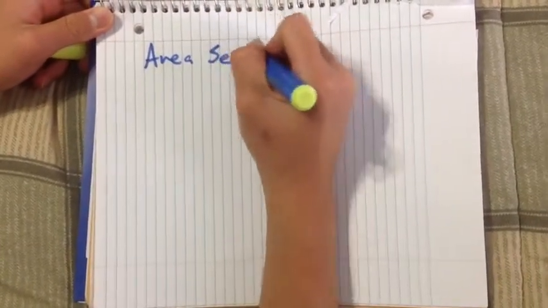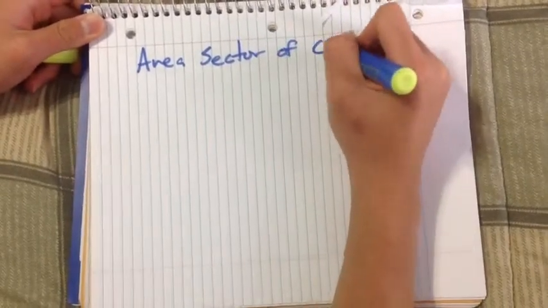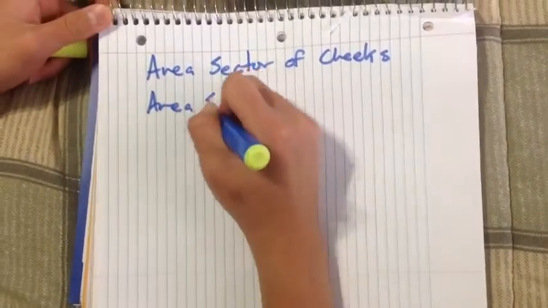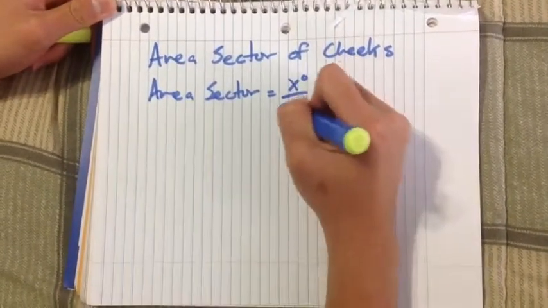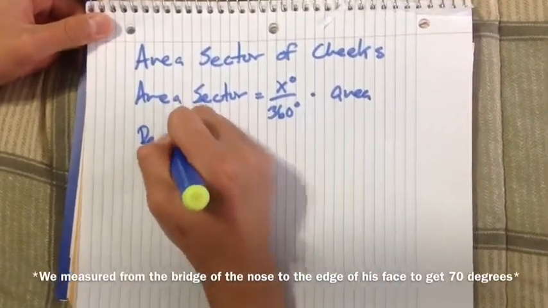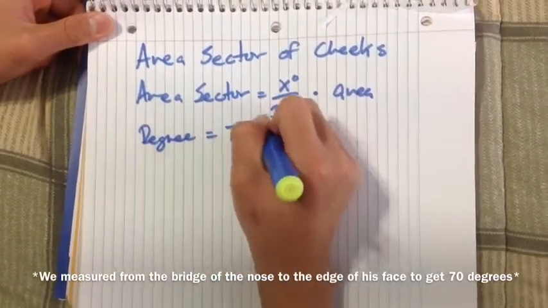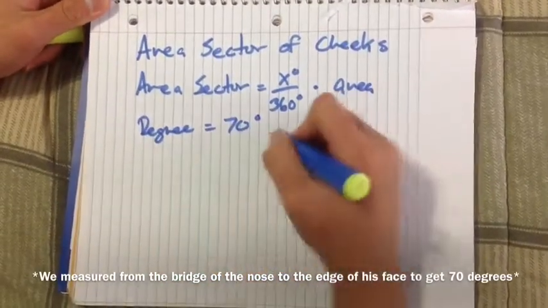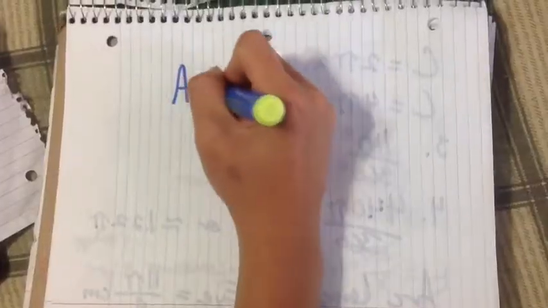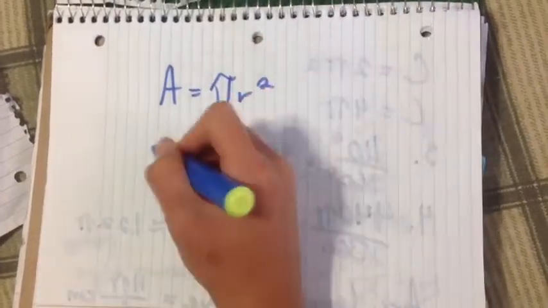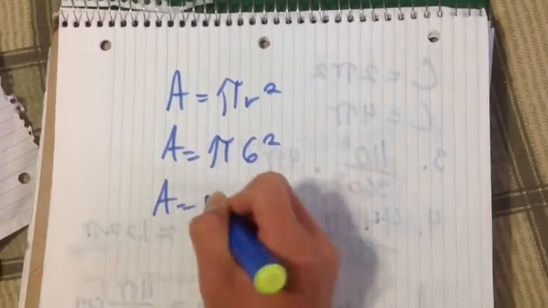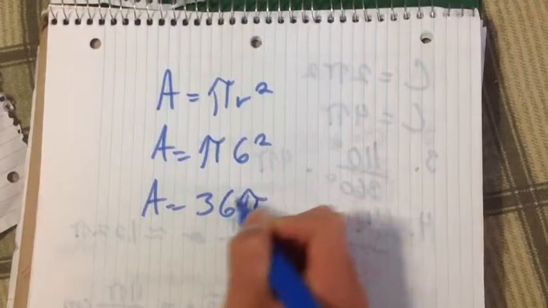Now we're going to find the area sector of Andy's cheeks in order for us to put on the blush. Since we know that the formula for area sector is x degree over 360 degree times area, all we have to do is plug everything in. We found that the degree was 70 degrees. Now we need to find the area. Since we already learned how to find the area, we're just going to plug everything in. We found that the radius was 6 centimeters, and we're going to plug that into the area formula, pi r squared, and get 36 pi.